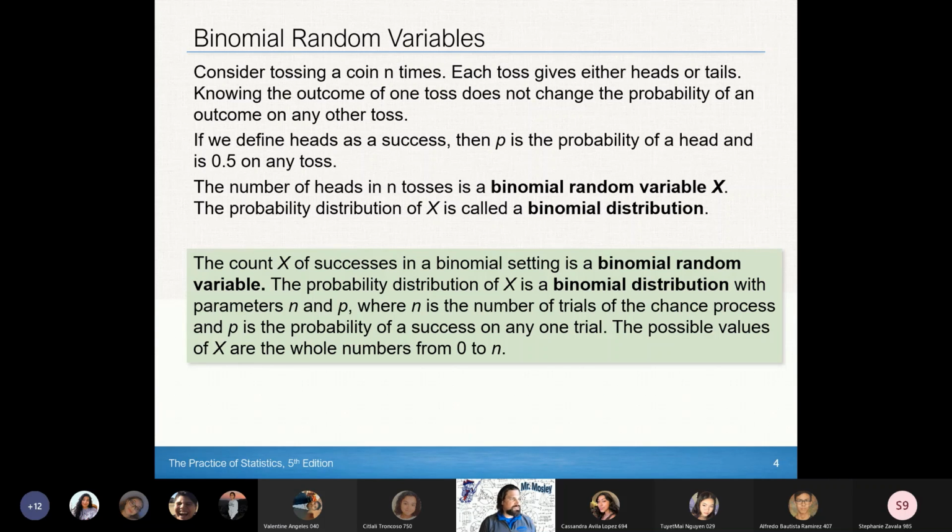The count X of successes in a binomial setting is a binomial random variable. The probability distribution of X is a binomial distribution with parameters n and p, where n is the number of trials of the chance process and p is the probability of a success on any one trial. The possible values of X are the whole numbers from 0 to n.